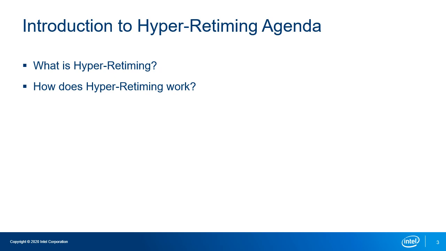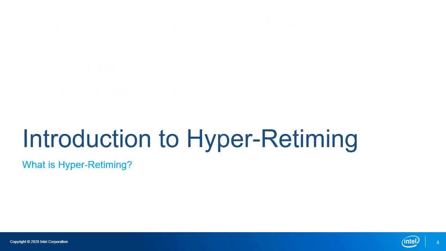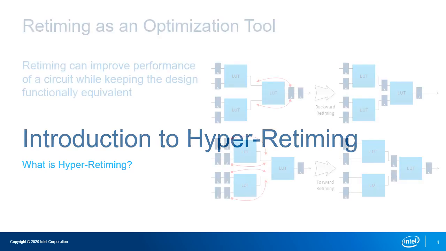To do this, we will start by defining Hyper-Retiming and what differentiates it from conventional retiming methods. We will end with a discussion of how Hyper-Retiming works in the Intel Quartus Prime Pro software. So what exactly is Hyper-Retiming?